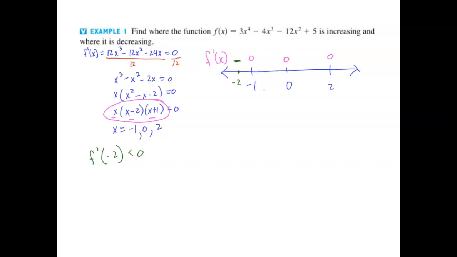All right, let's choose another value here. So, like, maybe -0.5. So what's f prime of -0.5? Well, again, if I look at my factored form, that would be negative times -0.5 minus 2 is negative. -0.5 plus 1, though, is positive, right? So negative times a negative times a positive, that's positive. That's greater than 0.